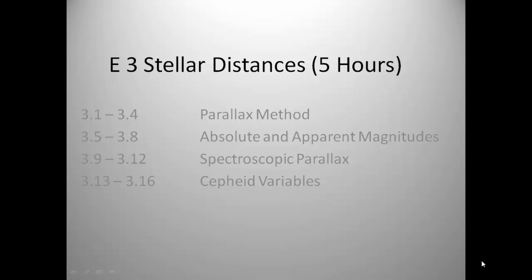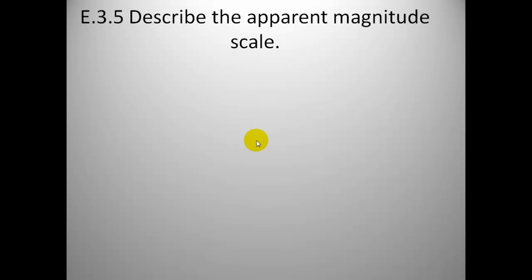Hi, this is the second section of stellar distances. We need to look at absolute and apparent magnitudes. Describe the apparent magnitude scale.